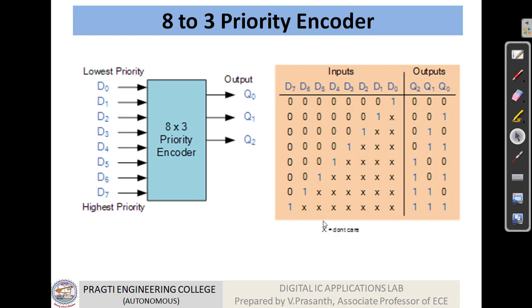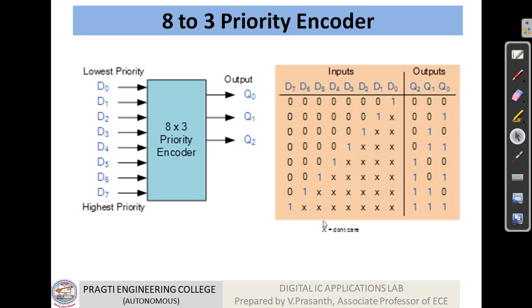So in an 8:3 priority encoder, we will be having 8 inputs, namely D0 to D7, D0 being the lowest priority and D7 being the highest priority, and we will be having outputs Q0, Q1, Q2. We can include an enable pin, but in our experiment we are not going to use the enable pin. We will directly take the priority into consideration and activate the output. So the truth table here consists of 8 inputs and 3 outputs.